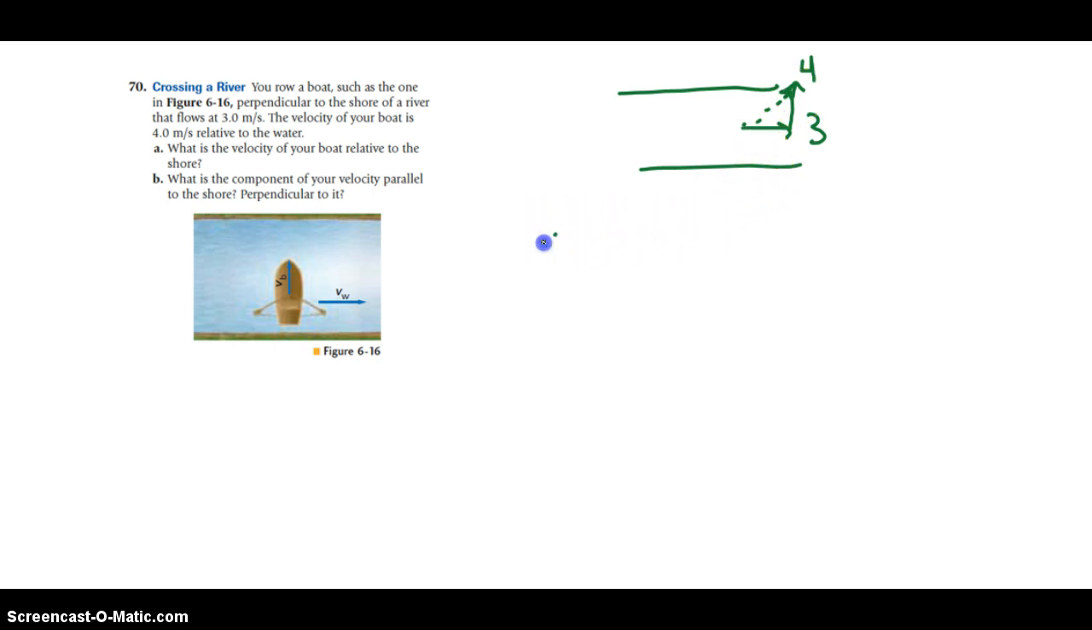For part A, to find the velocity of our boat, we just want to use the Pythagorean theorem. V squared equals 4 squared plus 3 squared. So V is going to end up equaling 5 meters per second east. I'm sorry, northeast.